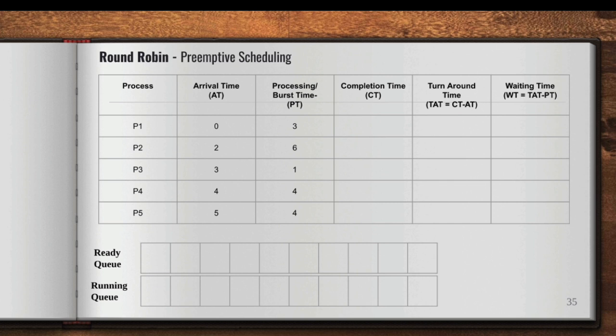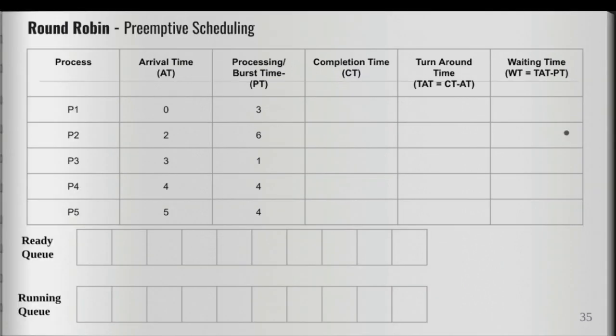So in order to solve this, we'll create 2 queues. One is ready queue and second is running queue. And then we'll start to solve this. So let's see how we can do that. Okay, so let's say that at the time interval 0, we have 2 queues, ready queue and running queue. So in the ready queue, let's see at time 0 if there is any process that has arrived.